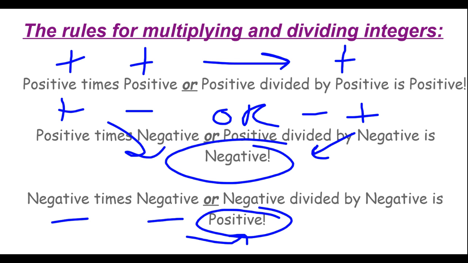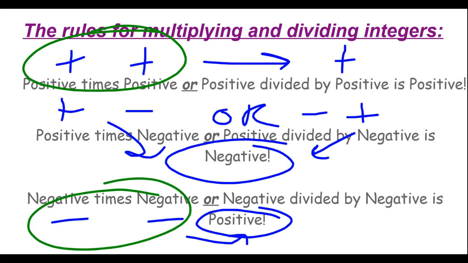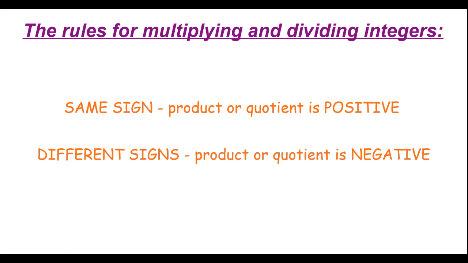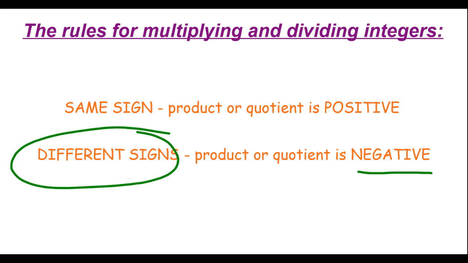Or, and you don't have to pause this and write this down unless you already did, the way you can think about it is, if the signs are the same, two positives or two negatives, your product or quotient is positive. If the signs are different, the product or quotient is negative. Now, we only talked about multiplication, but because multiplication and division work in the kinds of fact families that they do, their rules turn out to be exactly the same. Same signs, product or quotient is positive. Different signs, product or quotient is negative.